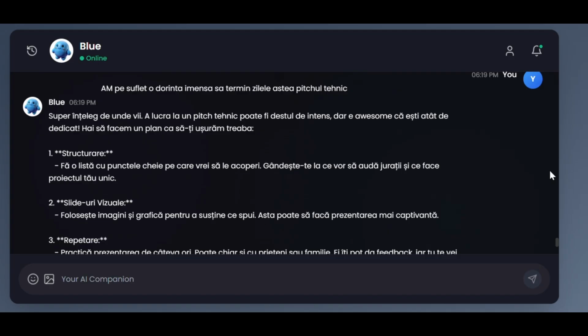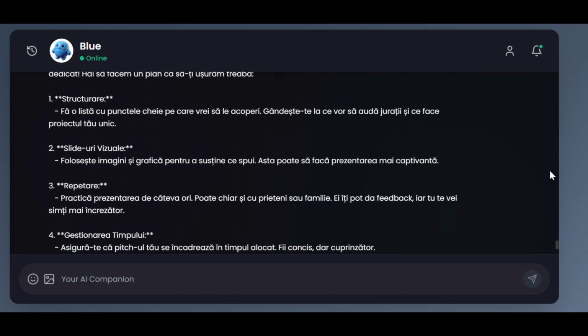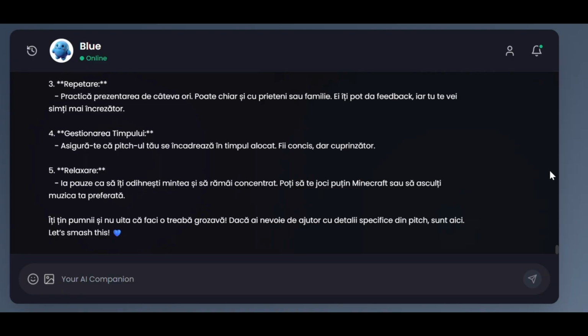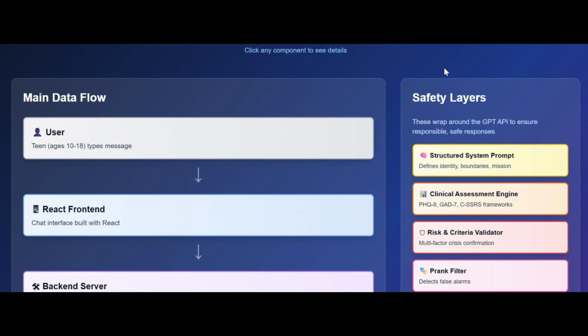Step 1. Signal detection. The system detects indicators of distress using keyword and phrase matching, sentiment analysis, and linguistic pattern recognition.